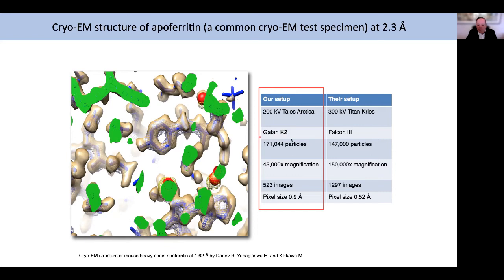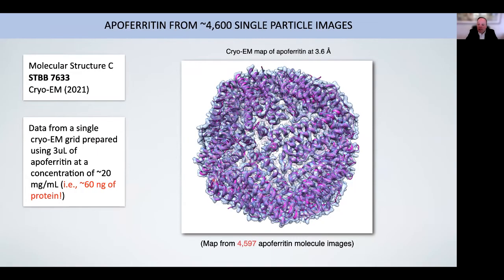Our structure is at 2.3 angstrom resolution, so you can very easily distinguish individual amino acids and even fine density corresponding to water molecules. So we have the capability of achieving very high resolution structures of molecules on campus with our equipment using CryoEM.